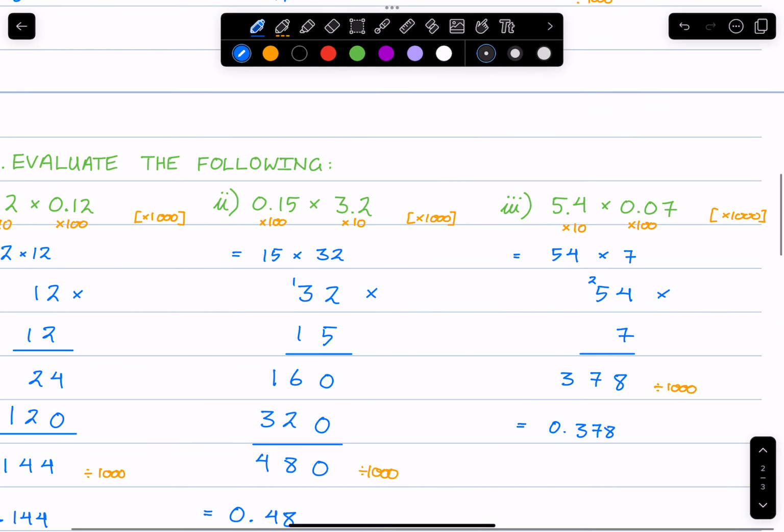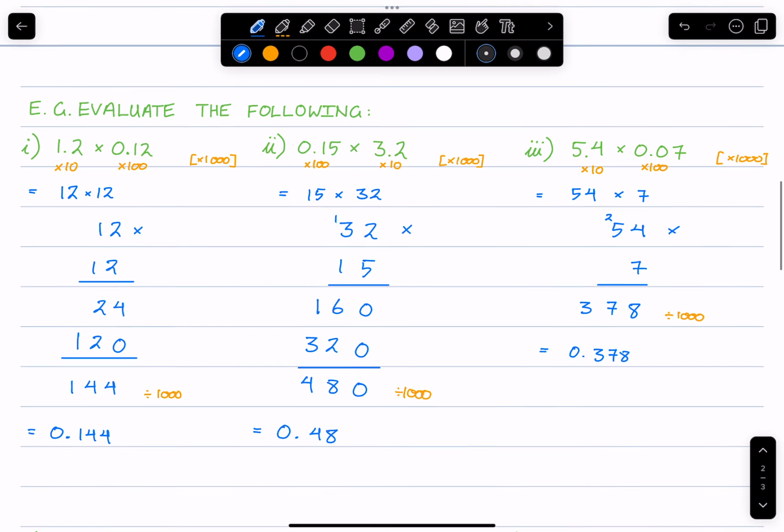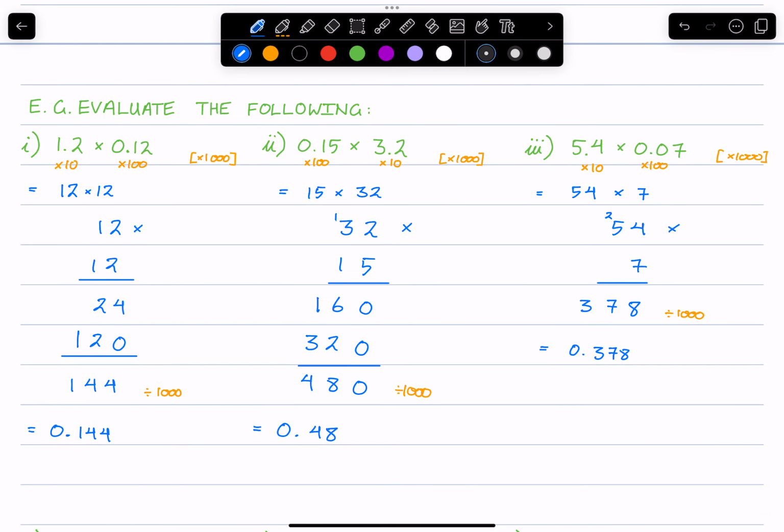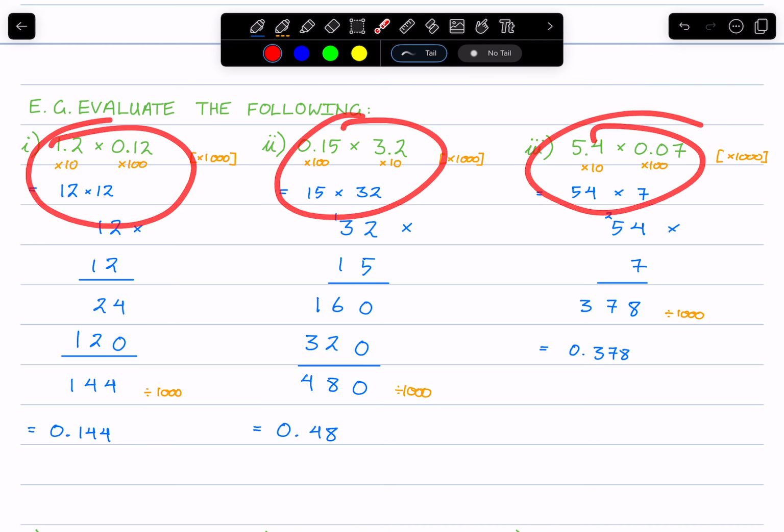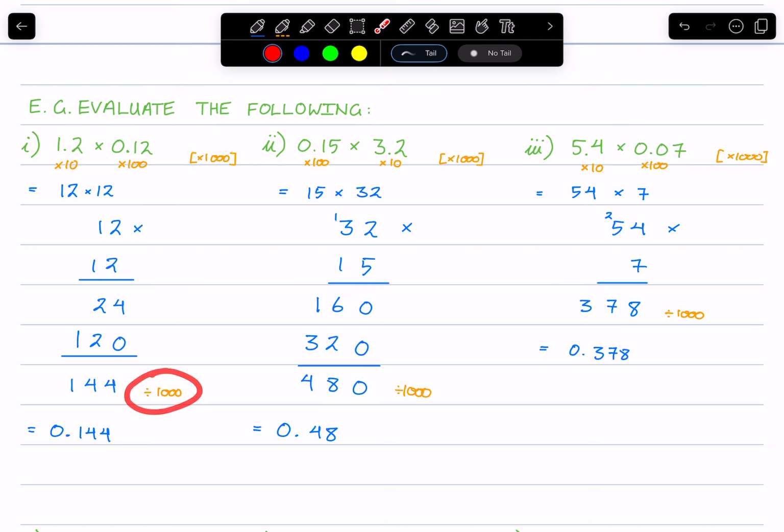And that there is one method of decimal multiplication. As you can see, it's really just the same thing from before. We're making these into whole numbers and then reversing them once we are finished with the regular multiplication.